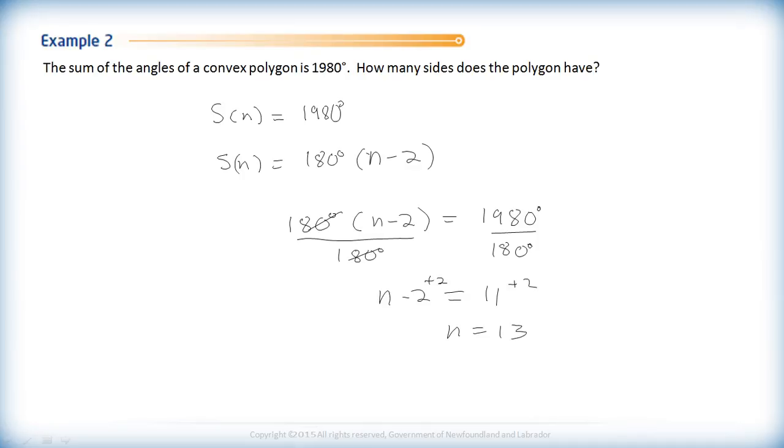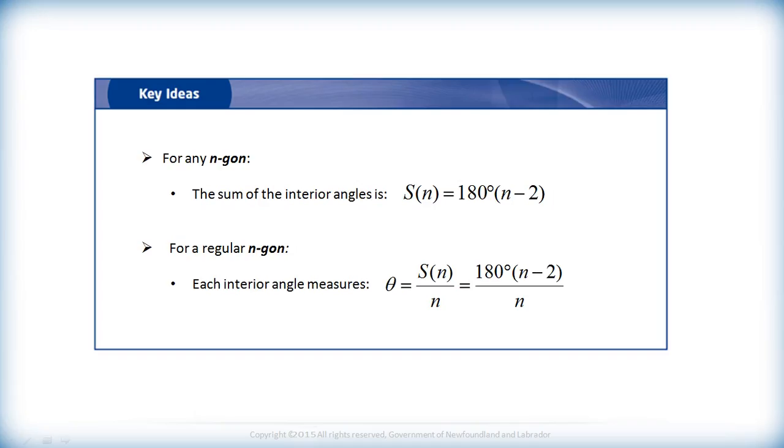All right, so we've got a 13-sided regular, not regular, convex, 13-sided convex polygon. Might be regular, we don't know, they didn't tell us. Okay, so remember, for any n-gon, we've got this formula, as long as it's convex, that's the important thing. As long as it's a convex polygon, we've got that formula for the sum of the interior angles. And if it's a regular n-gon, so all the angles are the same, we just divide that by n to get the measure of each angle. And that's it. Good luck.